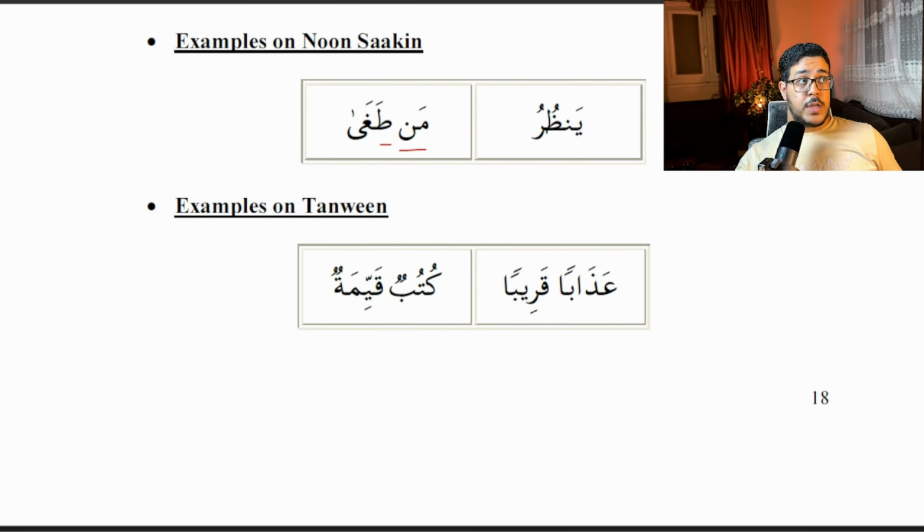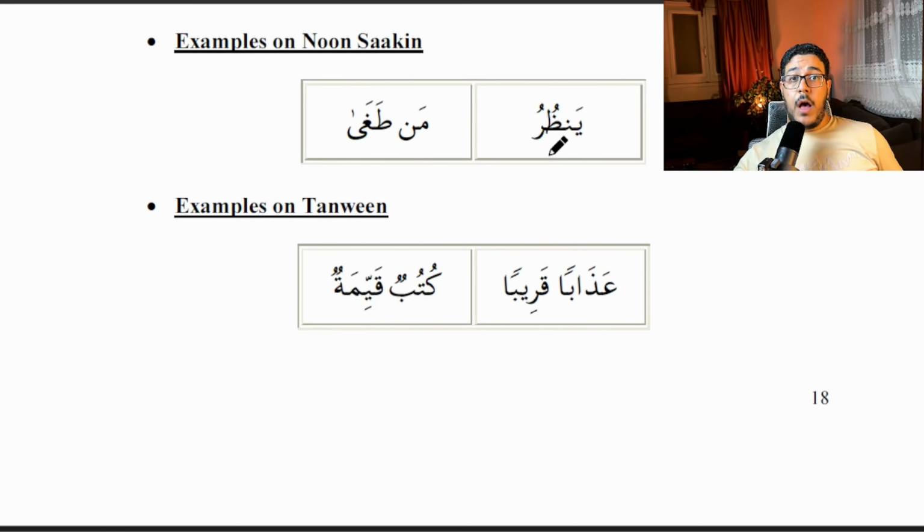So here is a trick on how to pronounce the Ikhfaa Haqiqi in the most perfect way. While you're starting to pronounce the Ghunnah and hiding the Noon, make your mouth ready to pronounce the next letter. Let your mouth take the form of pronouncing the next letter. For example, in this word, man, and then it's followed by ta. So I'm letting my mouth take the shape of pronouncing the letter ta.